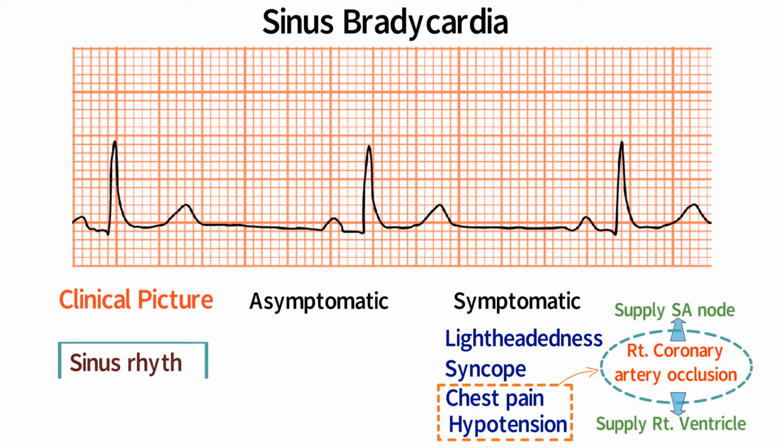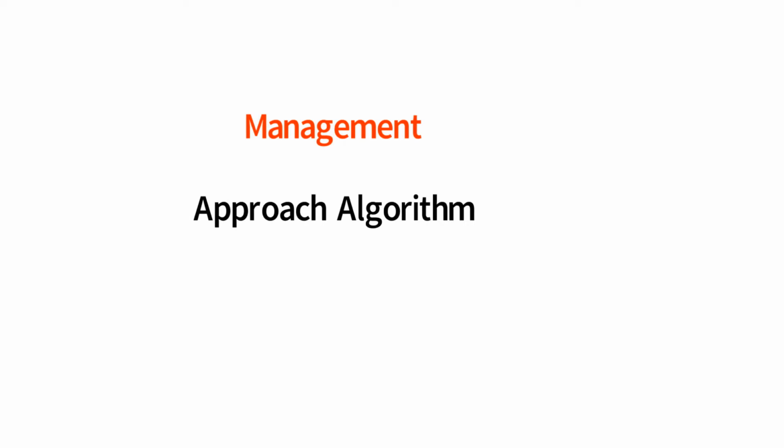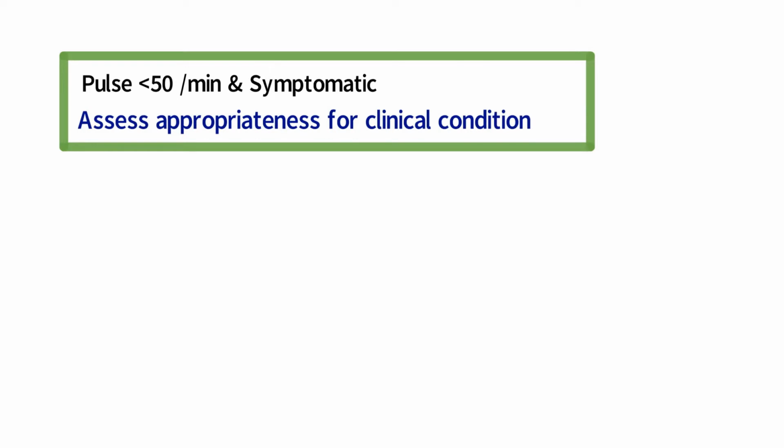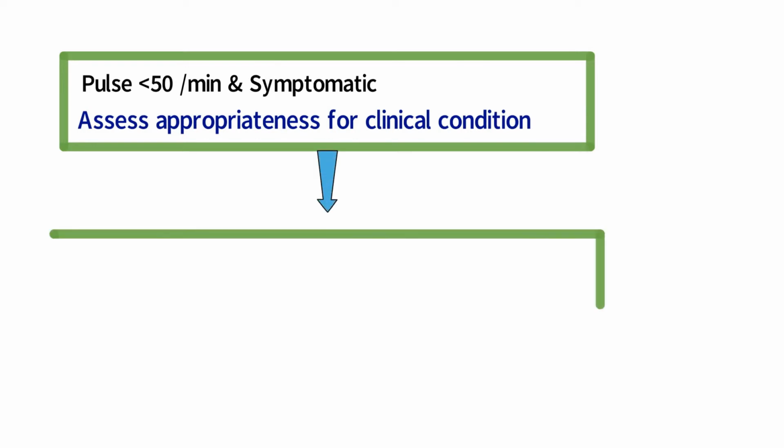The ECG of this patient, as we said, shows a sinus rhythm and his or her rate is below 60 beats per minute, and the management will be according to an algorithm that you should remember. So when you find a patient with bradyarrhythmia, which means that his pulse is below 60, and the patient is symptomatic with dizziness, for example, you should assess his or her appropriateness for clinical condition.